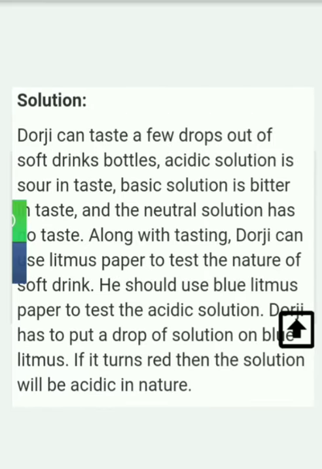Toraj can taste a few drops out of the soft drink bottles. Acidic solution is sour in taste, basic solution is bitter in taste, and neutral solution has no taste. Along with tasting, Toraj can use litmus paper to test the nature of the soft drinks. He should use blue litmus paper to test for an acidic solution, putting a drop of solution on blue litmus. If it turns red, the solution will be acidic in nature.